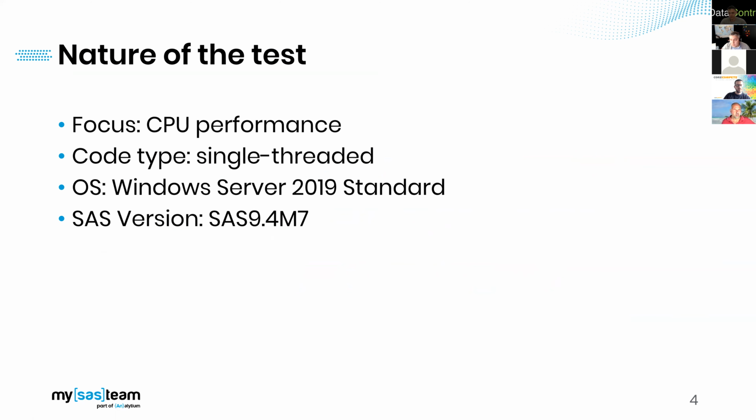What we wanted to do was measure CPU performance only and exclude all other things out of the picture. We wanted to make sure that we don't depend on disk or RAM, and don't go into the discussion of where the bottleneck is for the execution. We tested on Windows, although we are planning more tests on Linux next time. And it was SAS version 9.4M7 that was used for the testing.